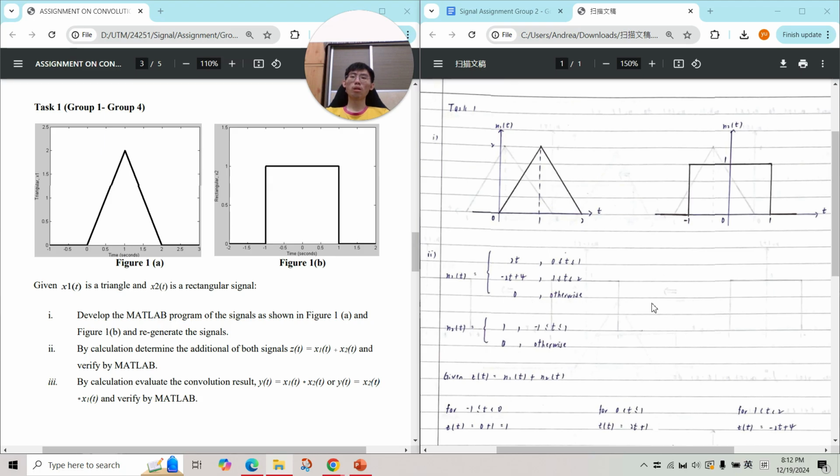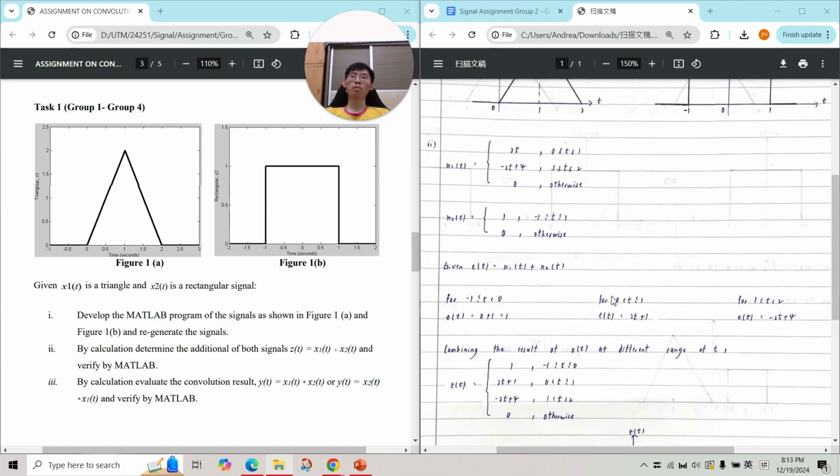Given that z(t) is the addition of both signals, z(t) equals x1(t) plus x2(t). For t greater than or equal to -1 but less than 0, z(t) is equal to 1. And for t greater than 0 but less than 1, z(t) is equal to 2t plus 1.